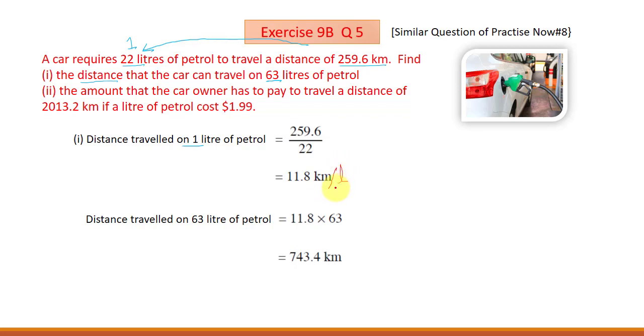So our answer was 11.8 kilometers per liter. So in 1 liter, the car travels this distance. Now keep this in mind because we are going to use this value in part 2. In part 2, we have to calculate the amount that the car owner has to pay to travel a distance of 2013.2 kilometers if a liter of petrol costs $1.99. So we will start our solution.